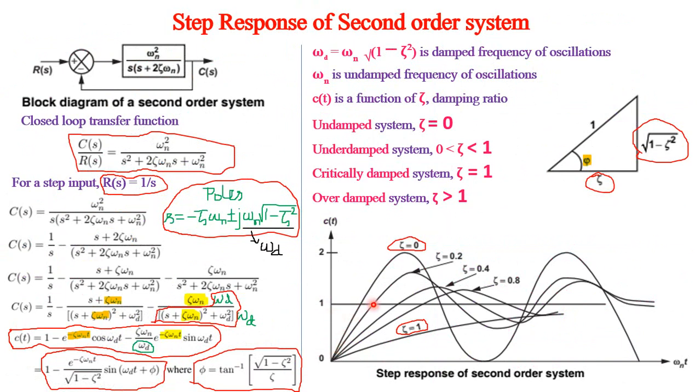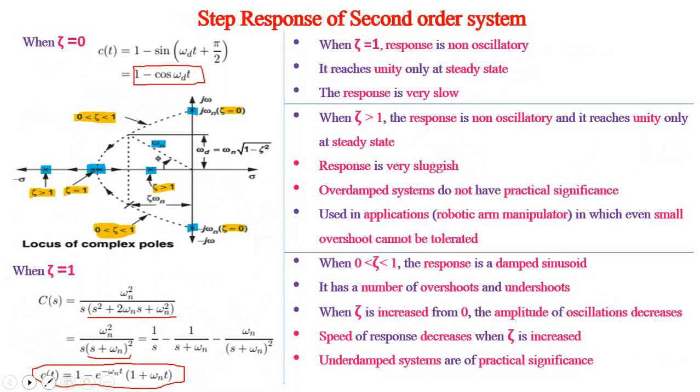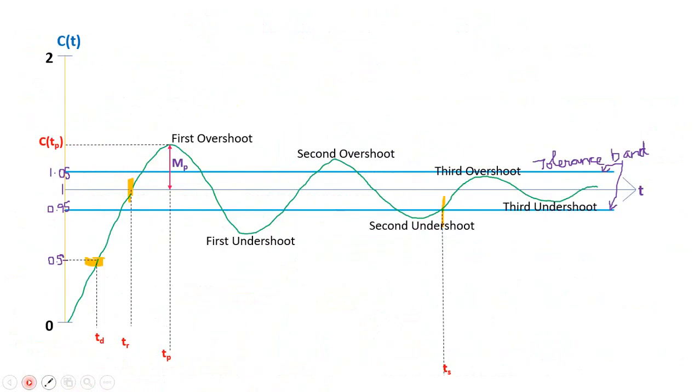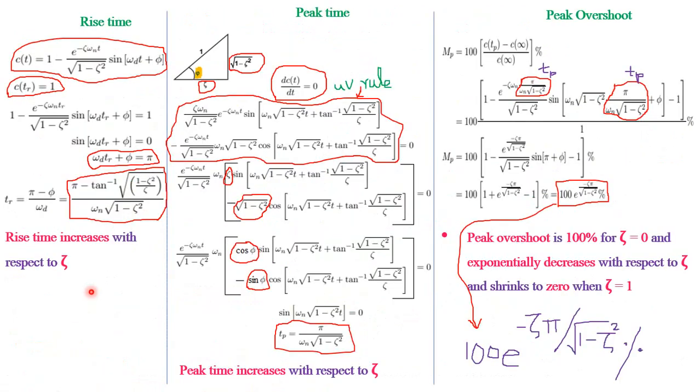This is the rise time. For damping ratio 0.4, this is the rise time. Therefore, when the damping ratio is increased, the rise time is increased. That means the speed of the response decreases when we increase the damping ratio. So, rise time increases.